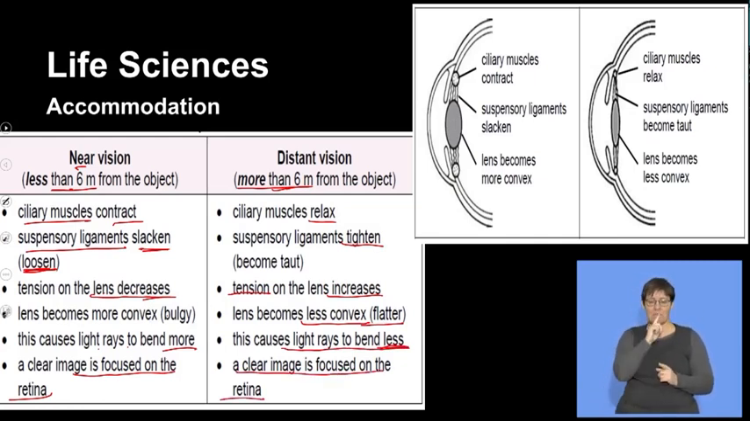So this is the opposite of the functioning of the eye in the situation where the image is far and the image is near. But we're looking at the ciliary muscles, we're looking at the suspensory ligaments, we're looking at the lens, what happens to the shape of the lens, and whether it becomes convex or more convex or less convex, and the image becoming clear.